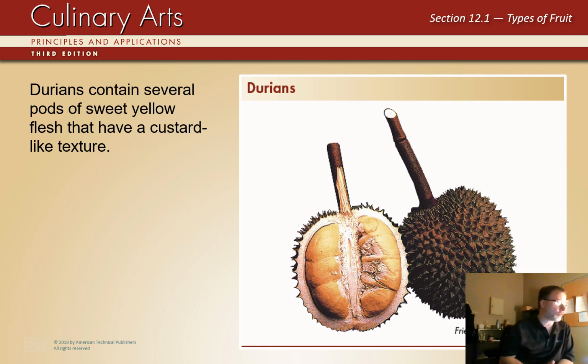Durian is an exotic fruit that contains several pods of sweet yellow flesh and has a custard-like texture. Durians are about the size of a large cantaloupe, have a thick, thorny skin that is golden to green in color, and can weigh up to 10 pounds. That I didn't know. This Malaysian fruit is known for having a strong, unpleasant odor, but a very appealing taste.